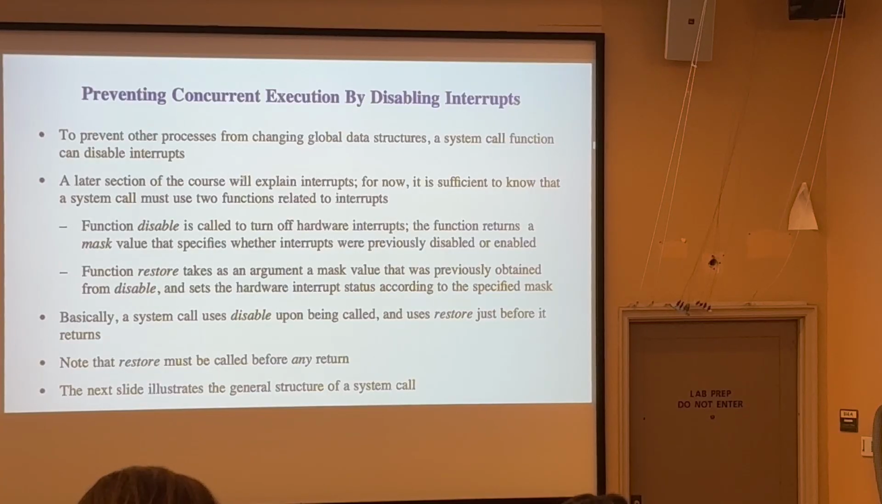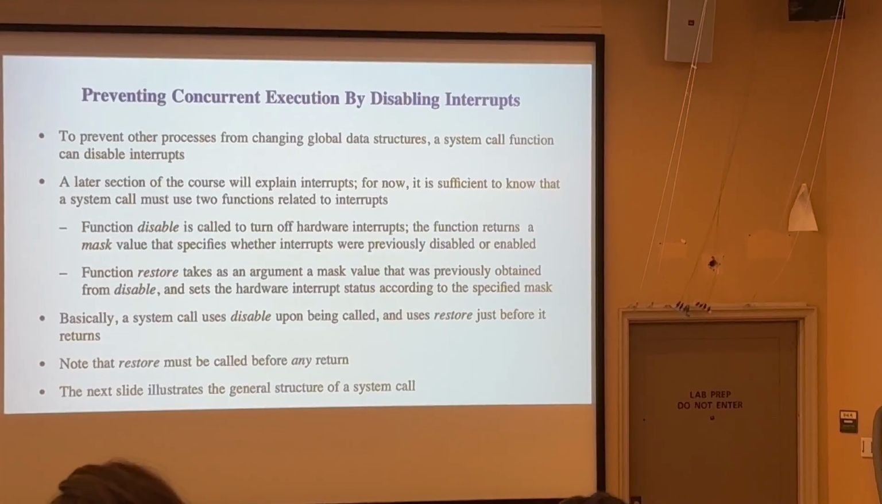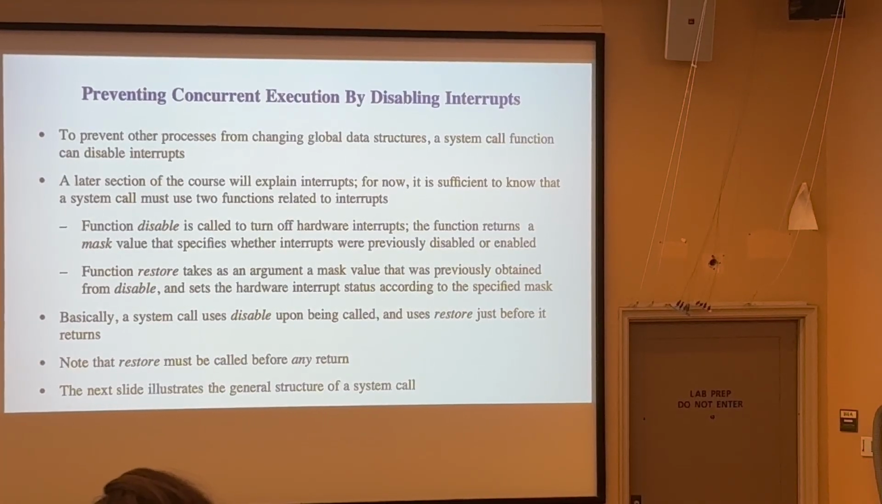Later we will explain interrupts in more detail, but for now it's sufficient to know a system call must use two functions related to interrupts. The first one is to disable interrupts. The second one is to restore the interrupt flags. Disable turns off hardware interrupts, and the function returns a mask value that specifies whether interrupts were previously disabled or enabled.